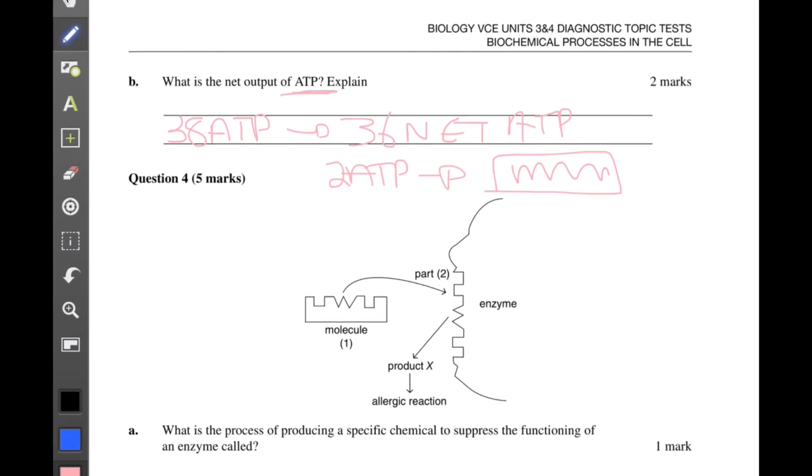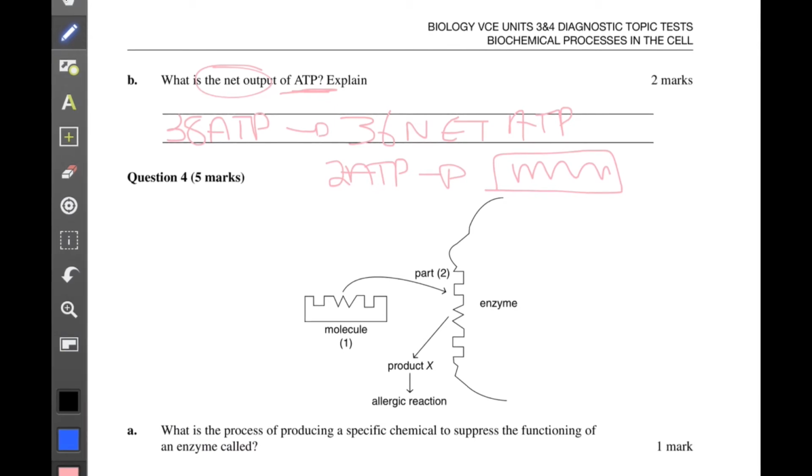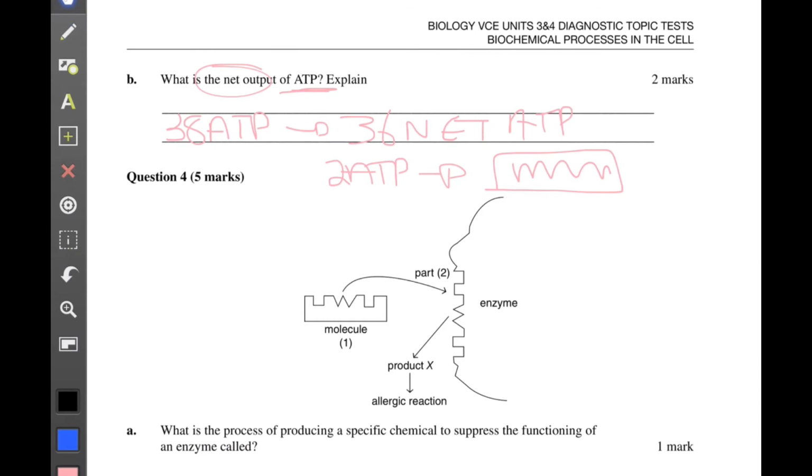So the response they want you to say is that we have 36 net ATP. The reason is that we produce 38 ATP, however, we require 2 ATP to get into the mitochondria. Now, I hope that doesn't pop up on the exam. I think it can be a difficult concept, maybe for the higher end students. I don't think they'll really ask that, but it's good for you to know anyway. Beautiful. Question 4.